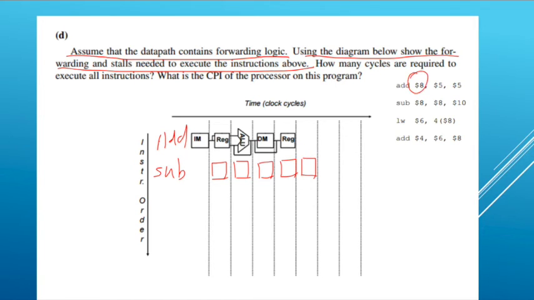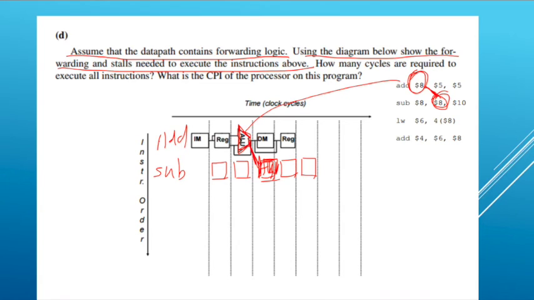Remember, we have dependencies on register number 8. So the value of register number 8 will be updated after the ALU stage of the add instruction. And we need that value ready by the ALU stage of the sub instruction. So that can be solved by simply forwarding the value from the ALU stage in the add instruction to the ALU stage of the sub instruction. So in that case, we do not need to add any bubbles in between.